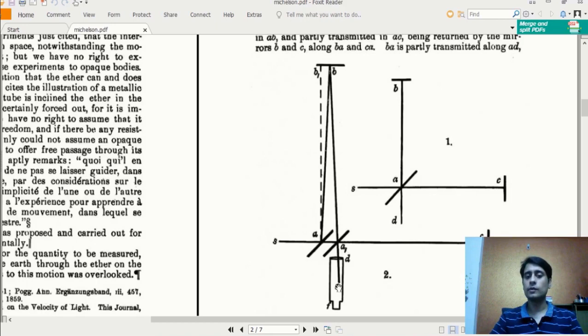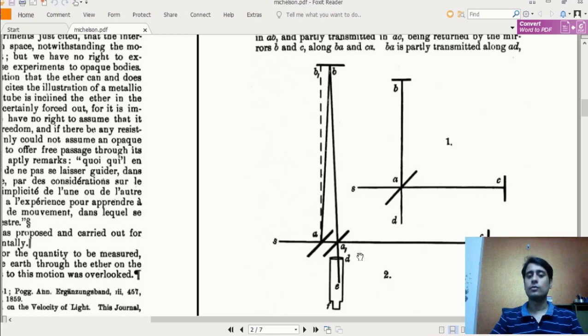These two rays coincide, and as they coincide, they can interfere. Considering the undulatory or wave theory of light, they can interfere, and we can observe that interference pattern with the help of a telescope.